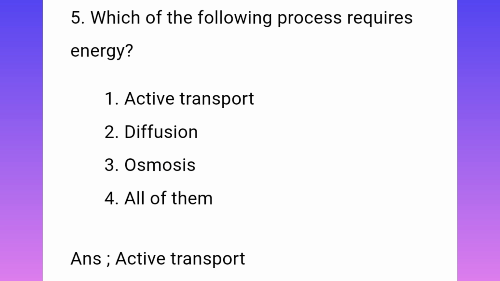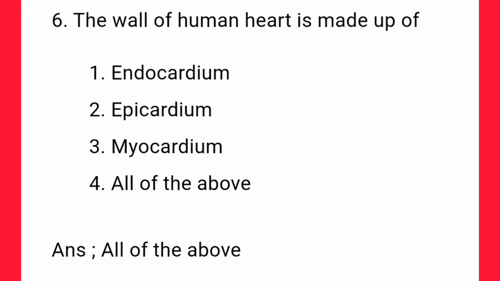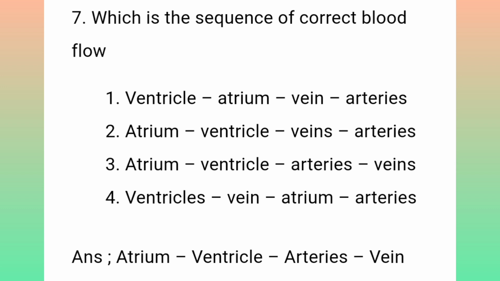Fifth one, which of the following process requires energy? Answer first one, active transport. Sixth one, the wall of human heart is made up of answer option 4, all of the above. Seventh one, which is the sequence of correct blood flow? Answer option third one, atrium, ventricle, arteries, veins.